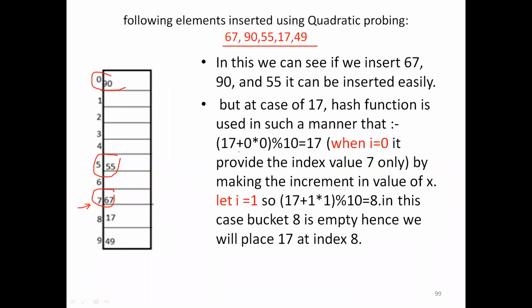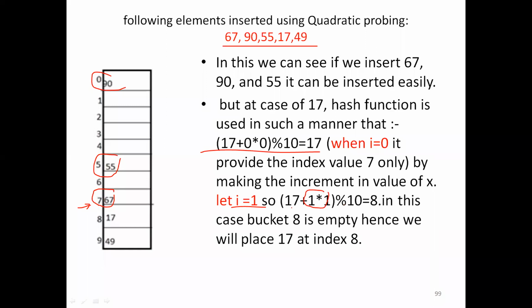The same thing: initially we start from 0, and we apply the hash function formula. When i equals 0, the collision occurs. When i equals 1, then it is 1 into 1, i square. So this is the formula.